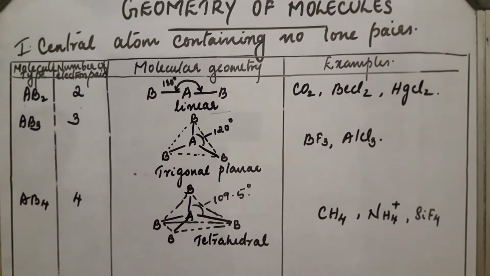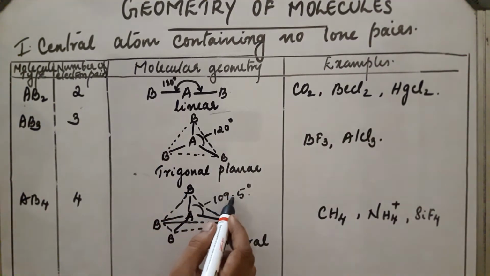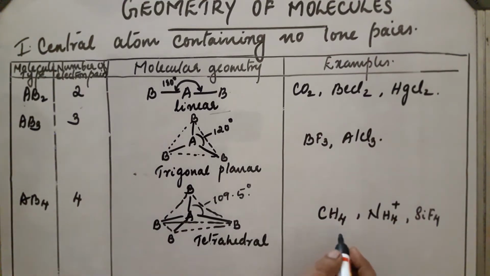Next, the third molecule type is AB4, and it contains 4 electron pairs and 4 AB bonds, and the molecular geometry is tetrahedral, and the BAB angle is 109.5 degrees. All the angles are equal. Examples: CH4, NH4+, SiF4. So all these are AB4 type.